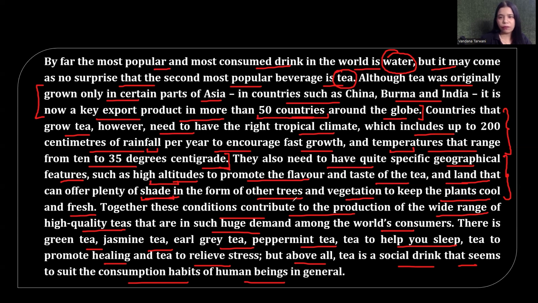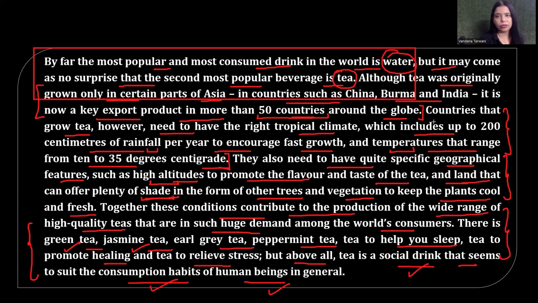And after geographical features, this text talks about the huge range of teas, plenty of different types like green tea, jasmine tea, and all that. And finally, it says it's a social drink that seems to suit the consumption habits of human beings in general. So that's how you can divide your text into major chunks. This is how I would divide. The first part is about the major countries where tea used to grow, but now it's a major export product in more than 50 countries. Plus, it's a popular beverage right after water.